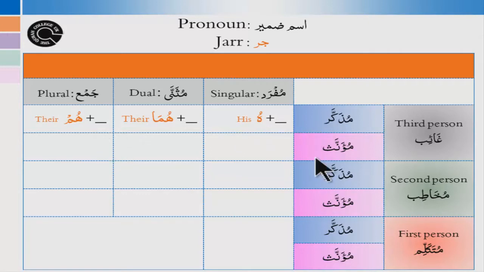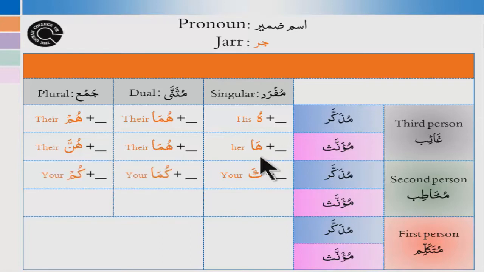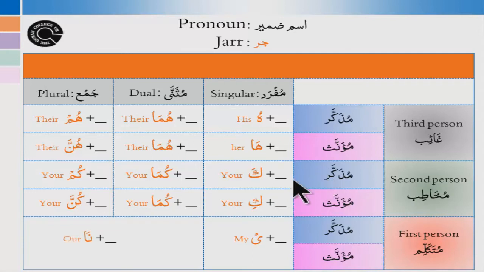Now for the third person feminine case we have to use ha, huma, hunna, and then for the second person it is ka, kuma, kum, and that's for the masculine. For the feminine it is then ki, kuma, kunna, and then the last one is ye or ya. Dual case and the plural case would be served by one pronoun, which is then na.